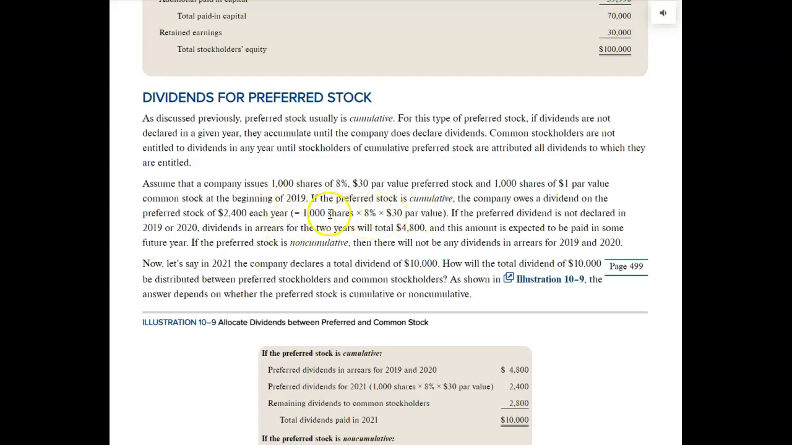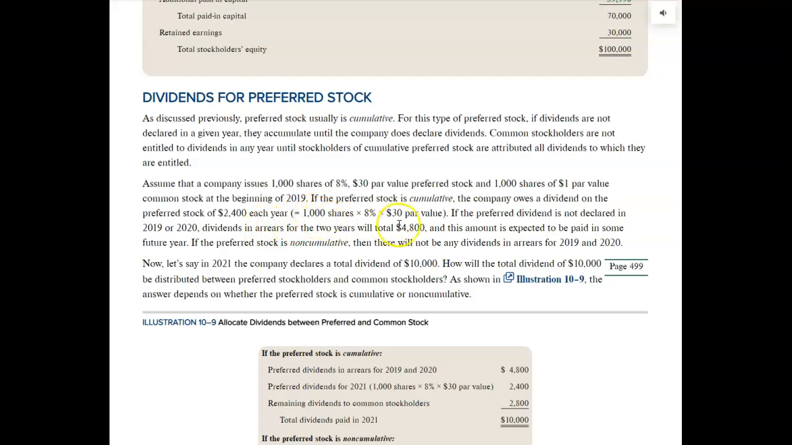Now each year, since the stock is cumulative, we take the number of shares outstanding for preferred stock, not common but preferred, times that 8%, that percent given to us, times the par value. So when you do this, it's $2,400 each year we are, quote, supposed to pay for dividends to the preferred stockholders. We don't have to. If we don't have the cash, don't have the earnings, we don't have to pay dividends. But eventually when you pay dividends, you got to catch up on those missed years.